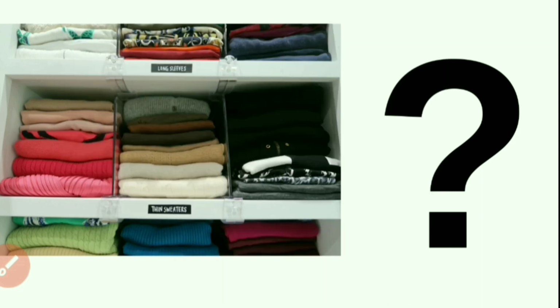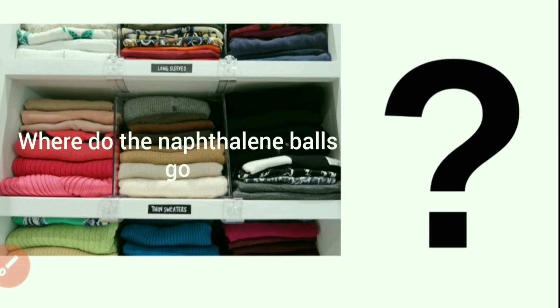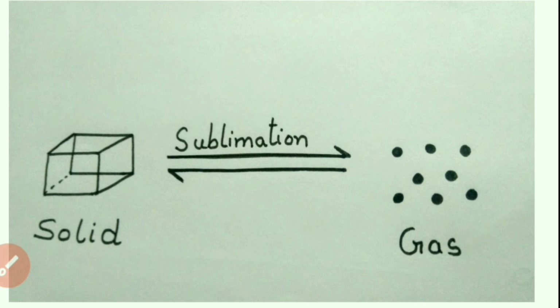But when we open these cabinets and boxes in the next winters, we couldn't find these balls. Have you ever wondered where the balls go? Well, actually naphthalene has an amazing property of changing from solid to its vapors. And it doesn't change into liquid at all. Directly it changes from solid to gas or its vapors.